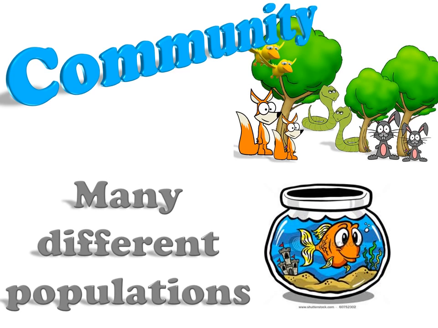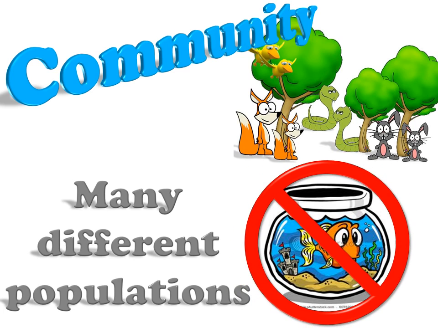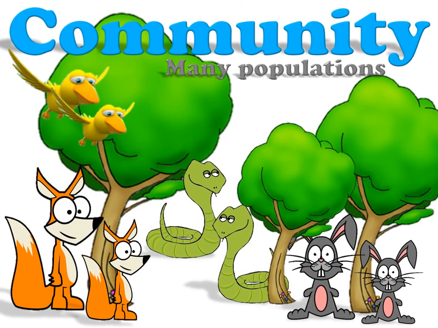But would a fish tank be an example of a community? No, a fish tank includes living and non-living things. A community has all living things. So to recap, a community is many populations living together.